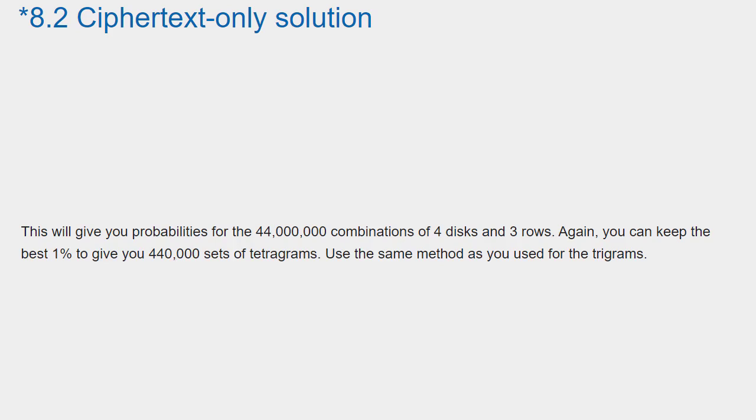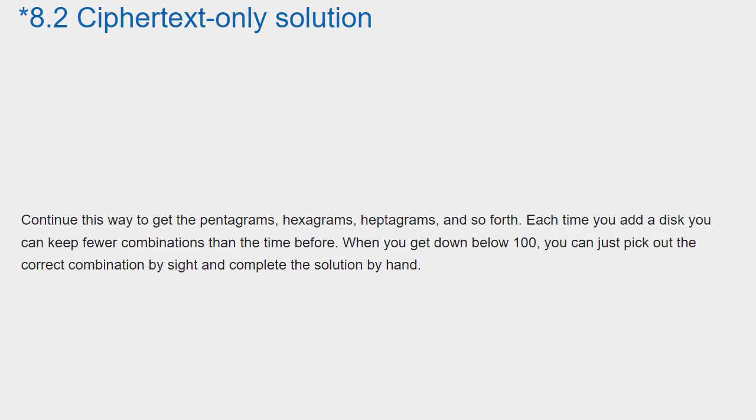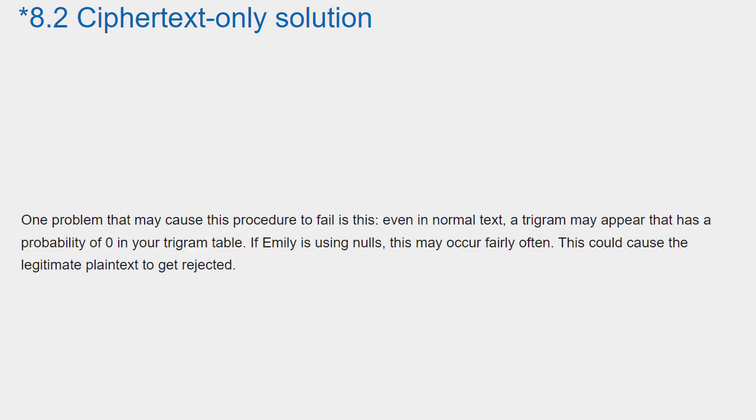Again, you can keep the best 1% to give you 440,000 sets of tetragrams. Use the same method as you used for the trigrams. Continue this way to get the pentagrams, hexagrams, heptagrams, and so forth. Each time you add a disk, you can keep fewer combinations than the time before. When you get down below 100, you can just pick out the correct combination by sight and complete the solution by hand.